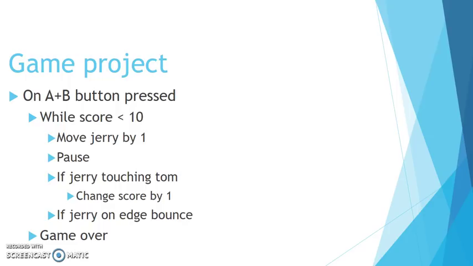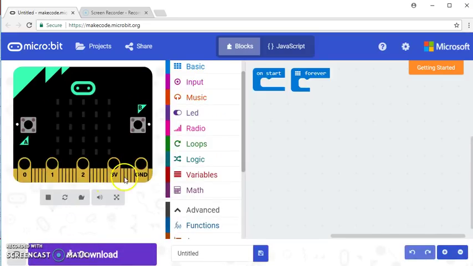He's going to go over and back, and then Tom is going to be moving in circles around him or in squares, and as they collide, we're going to change the score by 1, and then while the score is less than 10, we're going to keep moving Jerry, and once it gets to 10, then it is going to be game over. So there's a lot going on in this project.